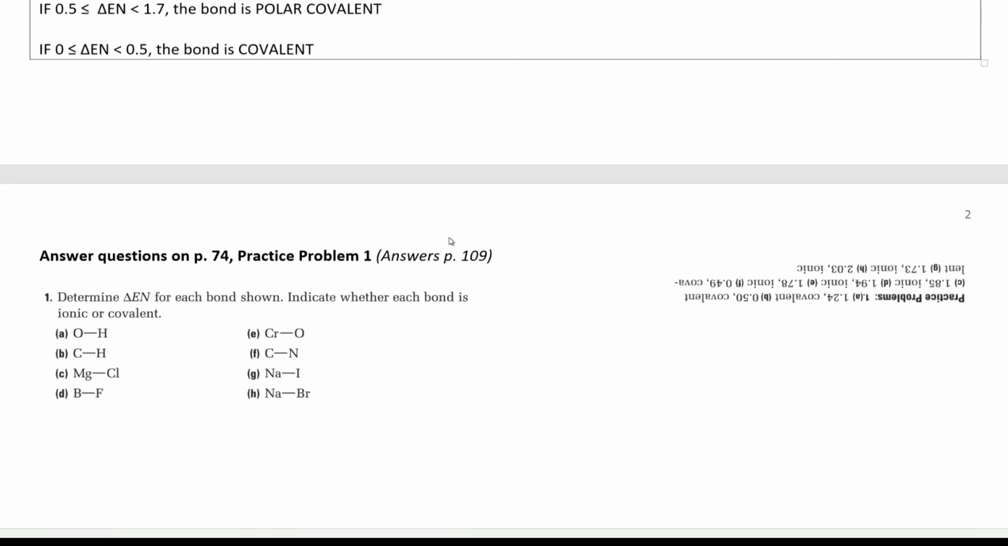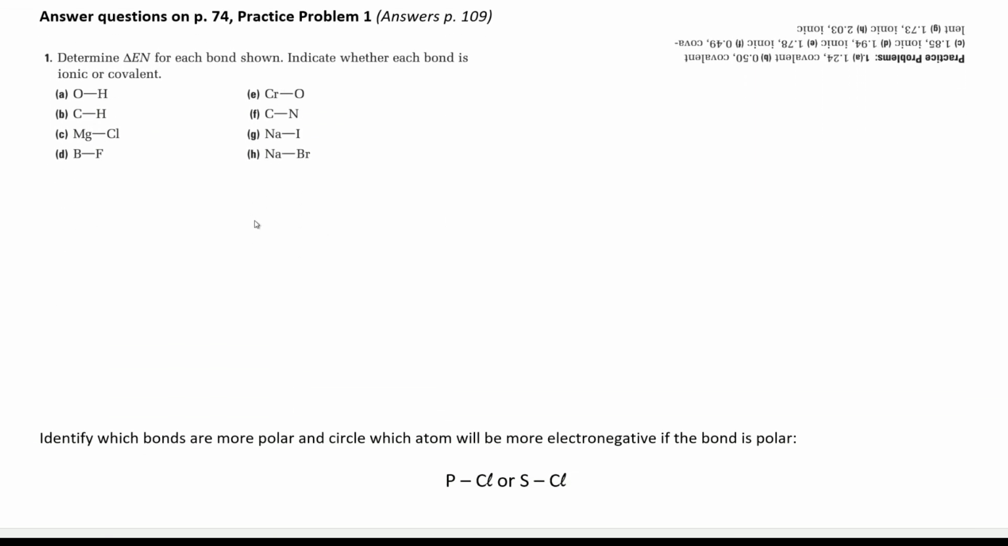If we go over to the next page here, we've got a practice problem. It says determine the delta EN for each bond shown and indicate whether the bond is ionic or covalent. They want ionic or covalent, but I would actually ask you to specify as well if it is in fact polar. So if we look at the O to H bond, we'll just do question A first.